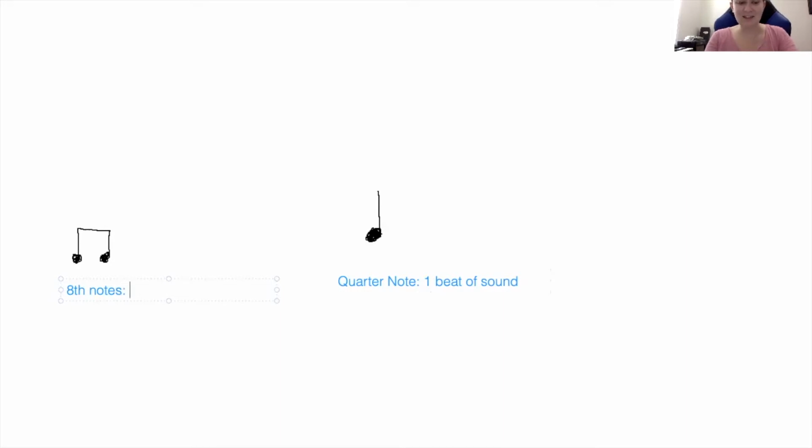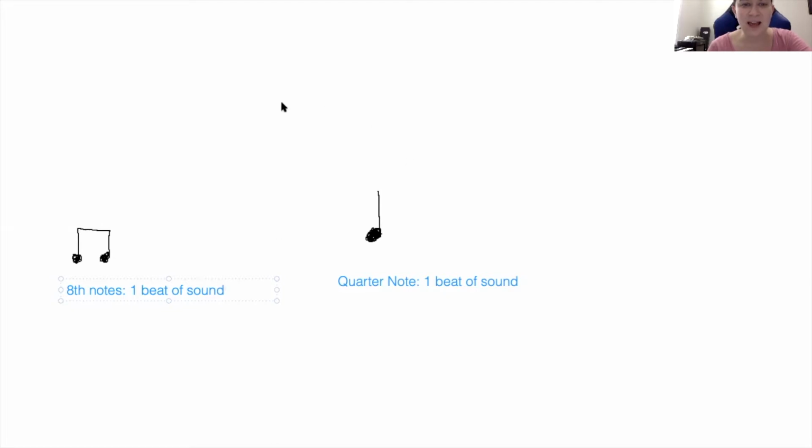And that is still going to be one beat of sound, but we're going to say TT for this one. I forgot to go over this for quarter note, but for quarter note, we're going to say ta when we perform it. So we have ta over here and TT over here.